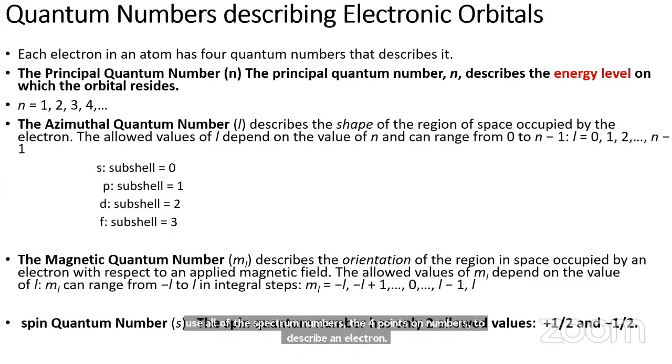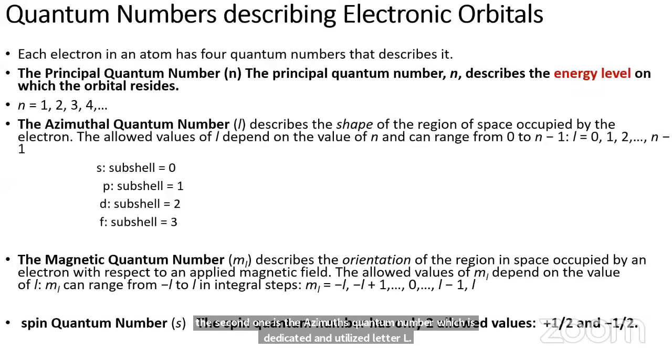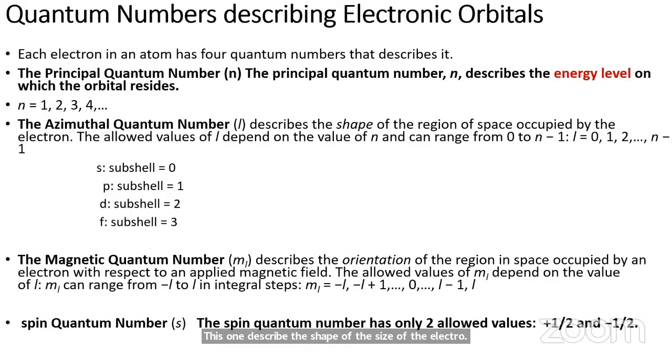Now, the second one is the azimuthal quantum number, which is designated as italicized letter L. This one describes the shape or the size of the electron. And we are told that the values depend on the value of n. So if n equals 1, L equals n minus 1, so L is going to be 0. And again, there's a range for your L. L ranges from minus L to plus L. I always tell students it is minus L, comma 0, to plus L.